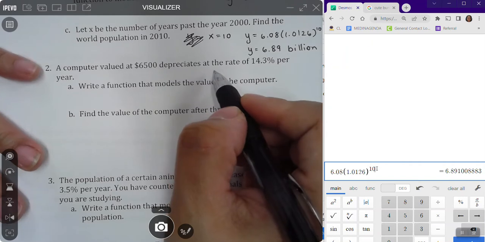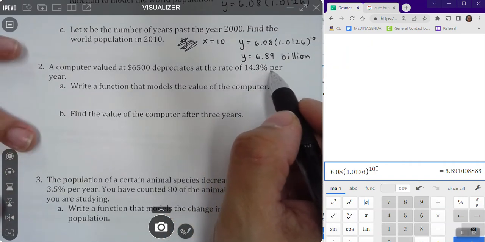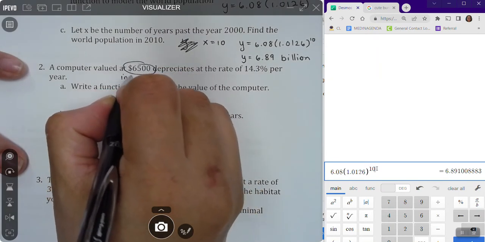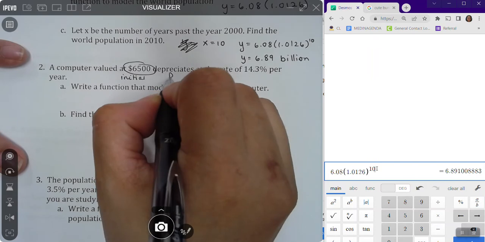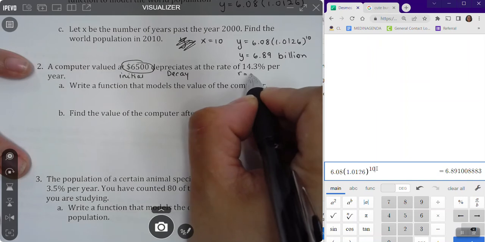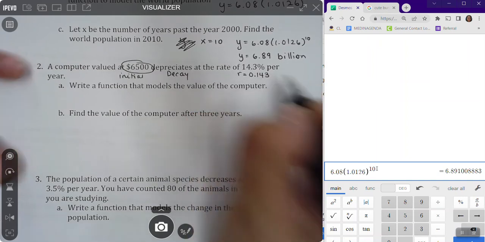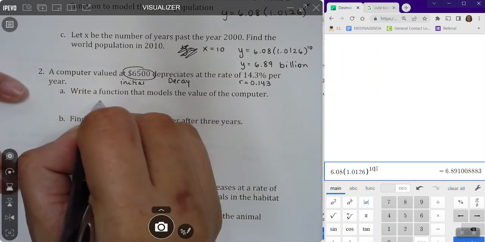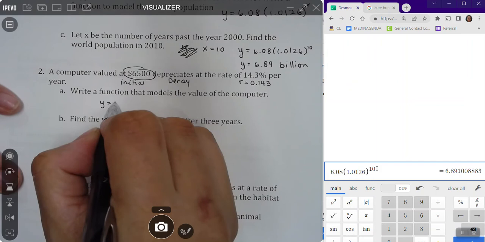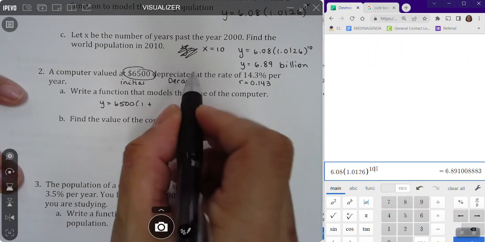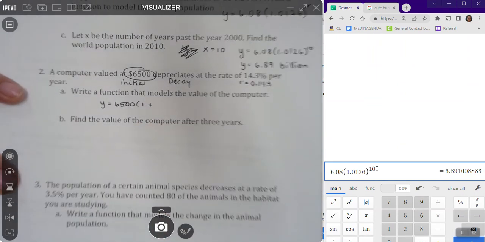All right, a computer valued at $6,500 depreciates at the rate of 14.3% per year. All right, so this is the initial value. Depreciates means decay, and that's our r, right? And if I turn this into a decimal, it's 0.143. Write a function that models the value of the computer. Right? Y equals, a is the initial value. Then it's 1 plus, is it growth? Nope, sorry. Oops, big mistake.